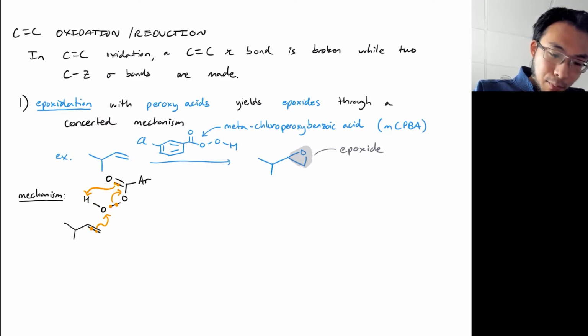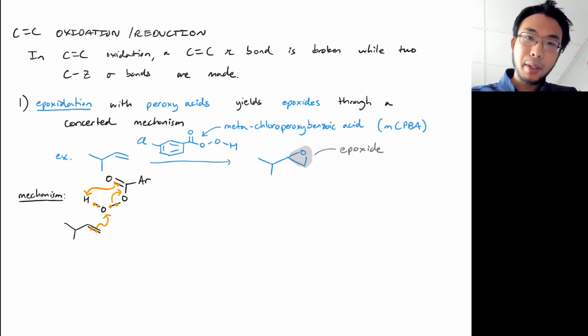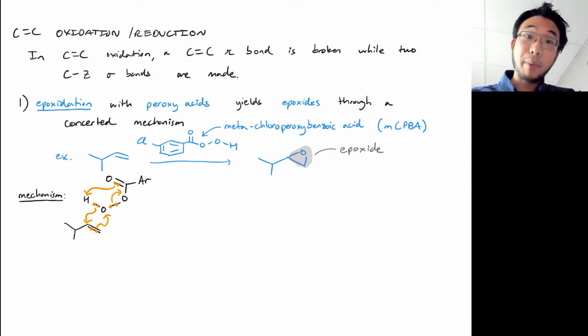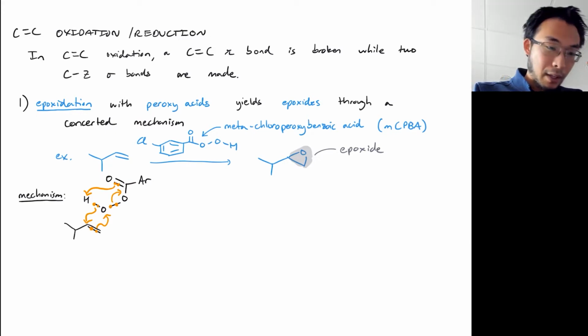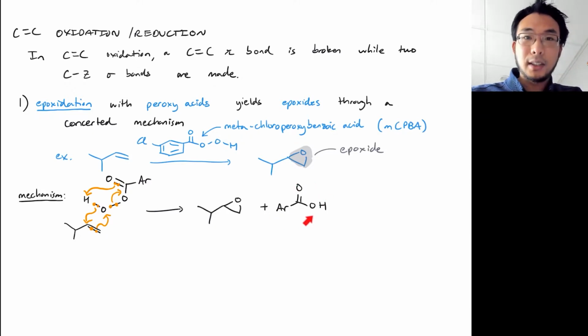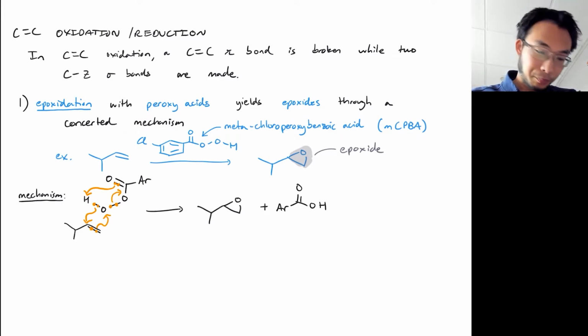Once that happens, then we have an oxygen-hydrogen pair of sigma electrons that need somewhere to go, and that pair of electrons is doing the biting back to form the 3-membered ring. So overall, again, that gets us to our epoxide and a benzoic acid as our leaving group, more specifically the metachlorobenzoic acid as our leaving group.